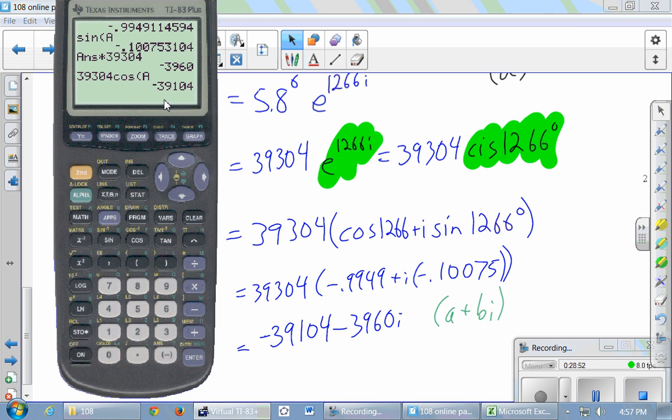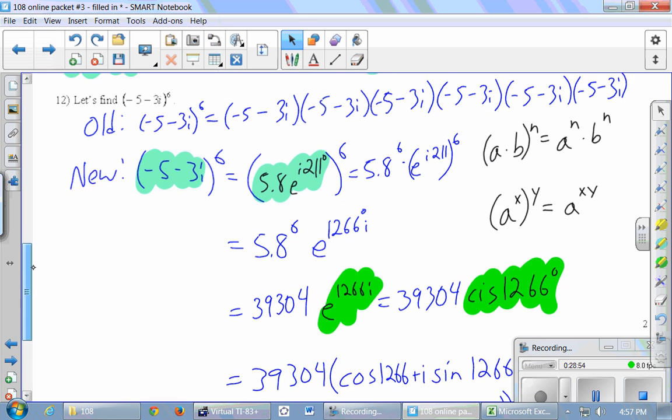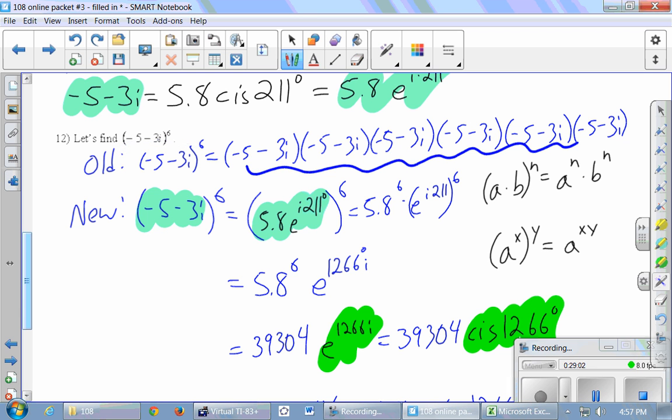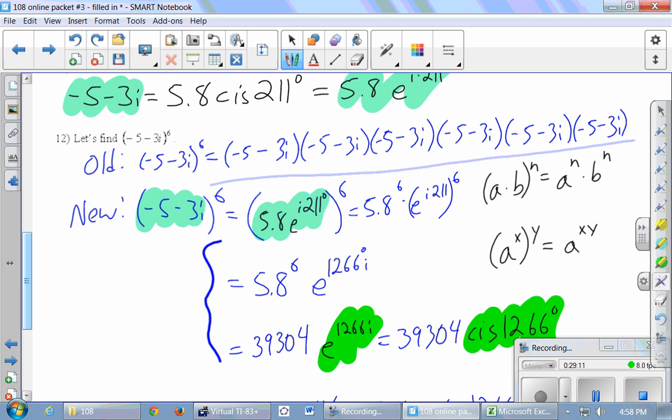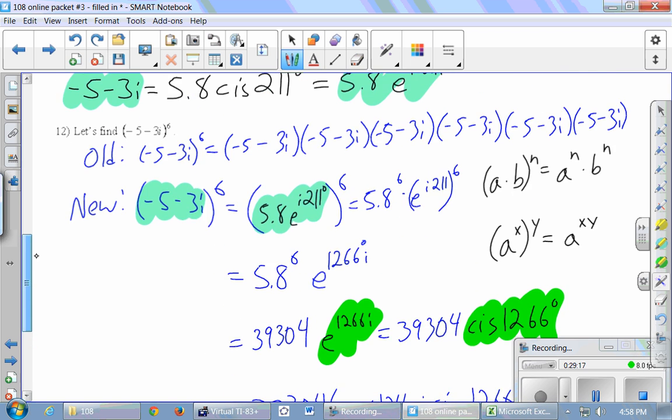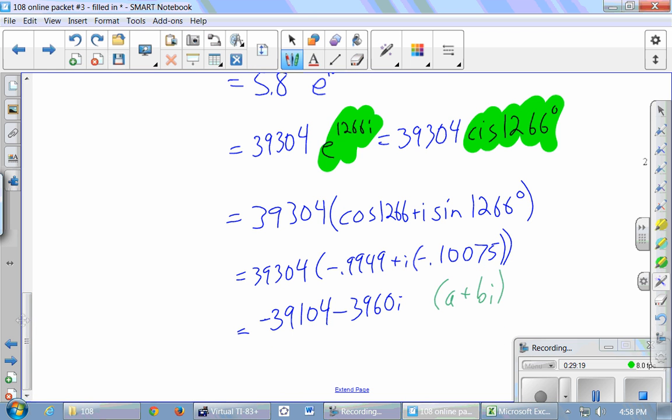Whew. Okay, so what did we accomplish? Well, we took -5 minus 3i and we raised it to the 6th power. And we did that without having to actually do the massive distributive law. It might have felt like this was a lot of work. I guess it was. But compared to the distributive stuff you have to do here, this was a walk in the park, let me tell you. So did it actually work? If we had done the whole distributing thing, would we have gotten this -39,104 minus 3960i?